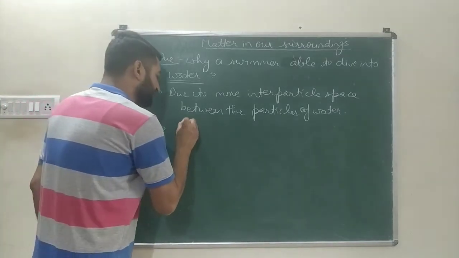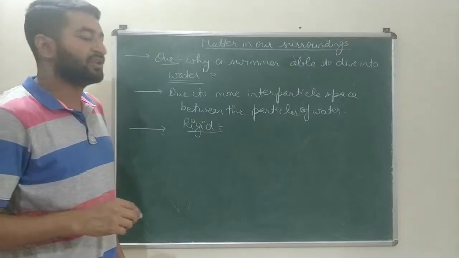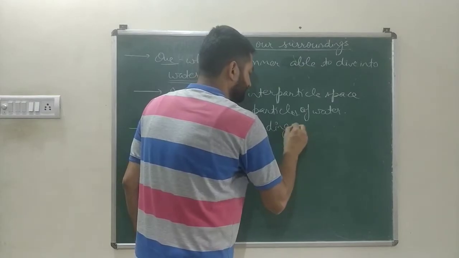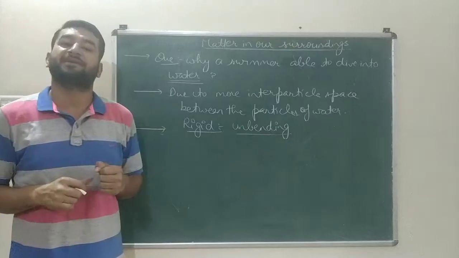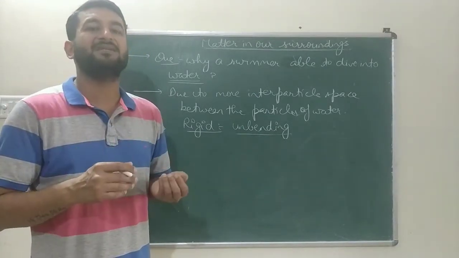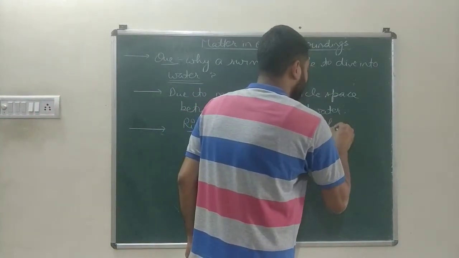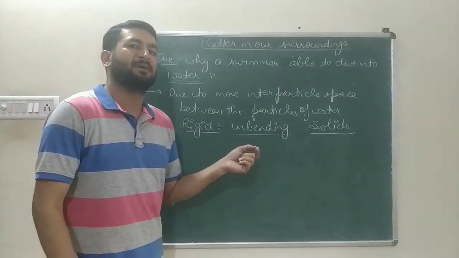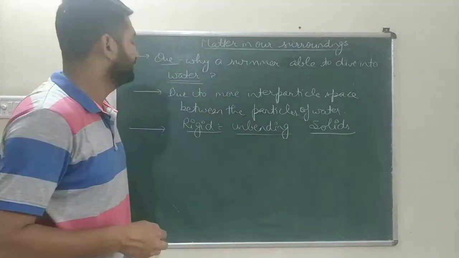Next we'll study certain terms. The first one is rigid. Rigid means unbending. The substance which does not bend, we call it rigid. The substances which do not bend easily are known as rigid. Solids are examples of rigid substances. There are certain exceptions as well, which we will discuss, but most of the solids are rigid. They do not flow on their own.